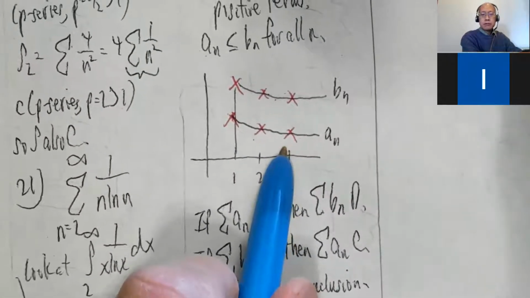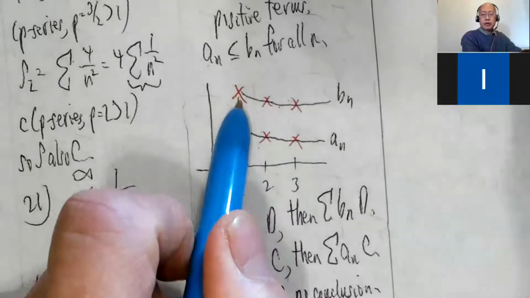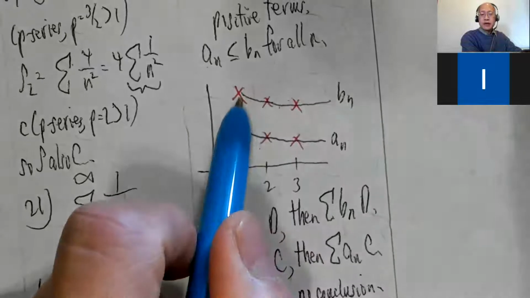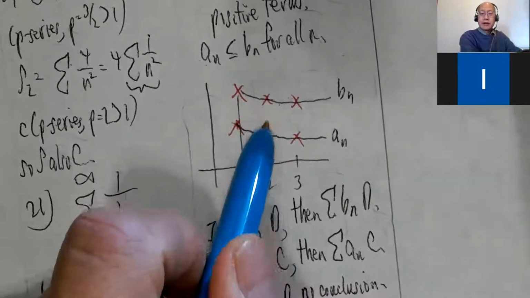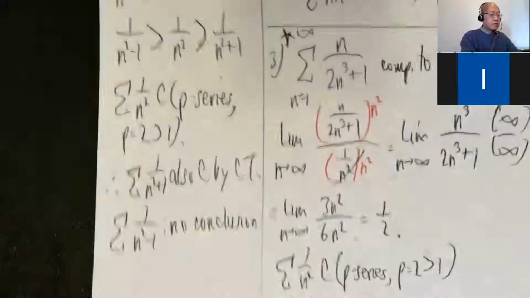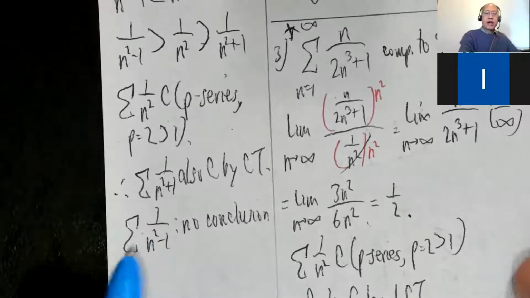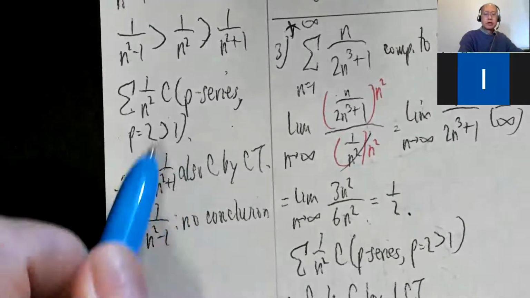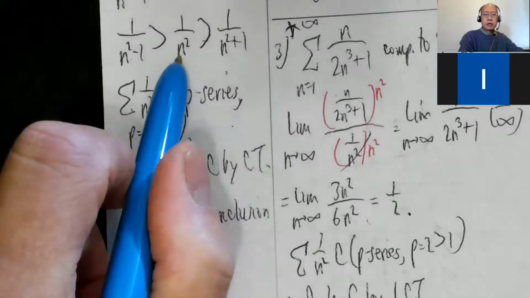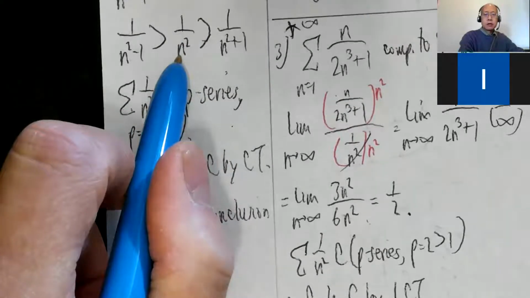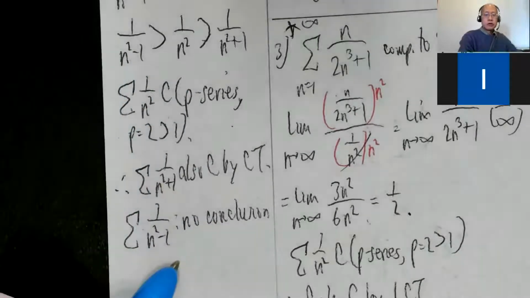That would be like saying, I have less money than that poor person over there. If I have less money than someone who's poor, I'm also poor, right? But we cannot make a conclusion the other way. Summation of 1/(n squared minus 1), no conclusion. This series converges. What about this series, term by term, which is larger? No conclusion.